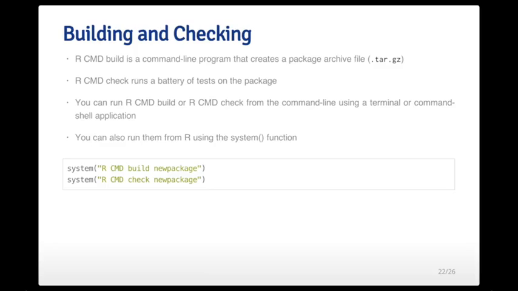Once you've built the package, you can run a battery of tests on the package. You can do this by running the R CMD check command line program, and this runs a whole set of tests to make sure that everything's consistent within the package structure, and you haven't, for example, forgotten any documentation, or that the exports and the imports are appropriately specified. You could run R CMD build and R CMD check from the command line using a terminal or a command shell type of application. You could also run them from within R using the system function in this way.